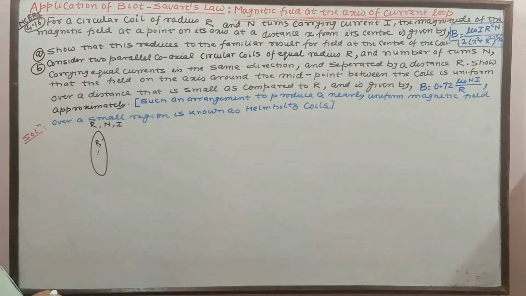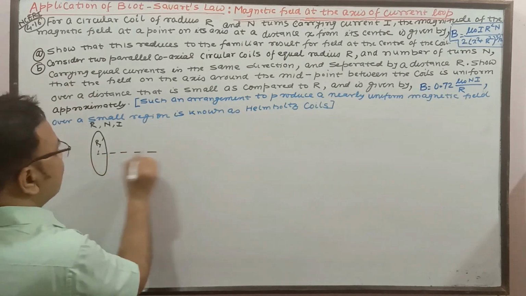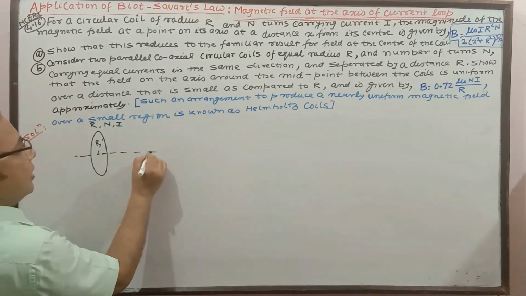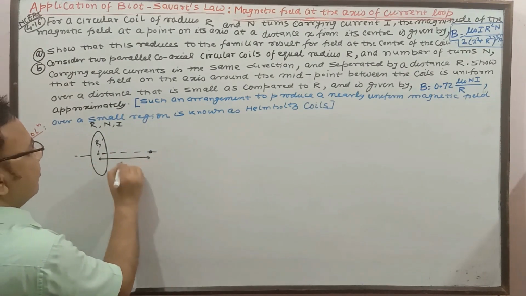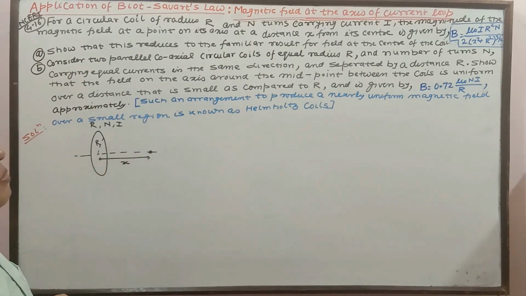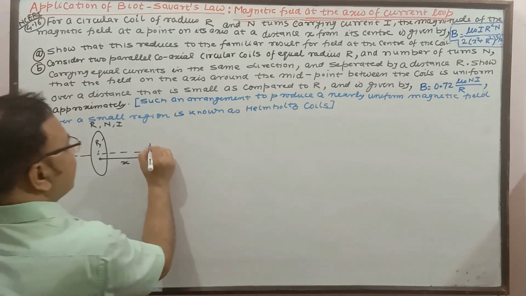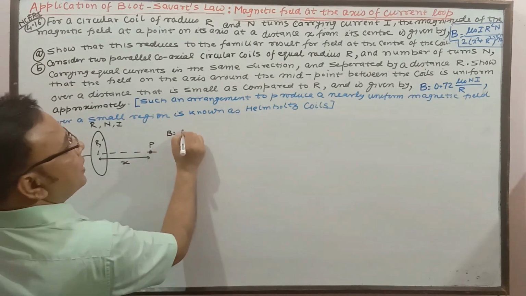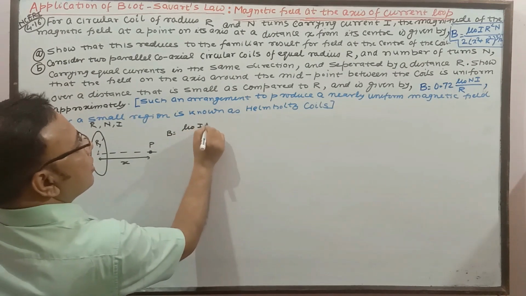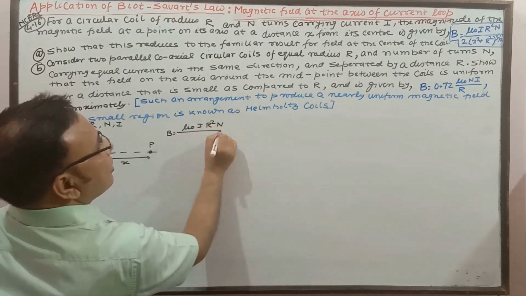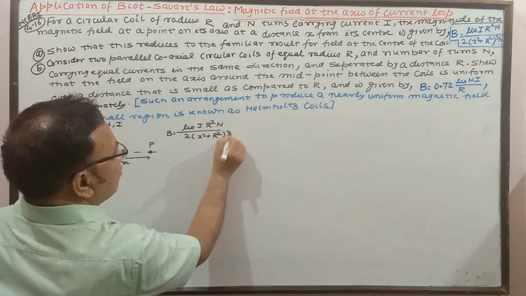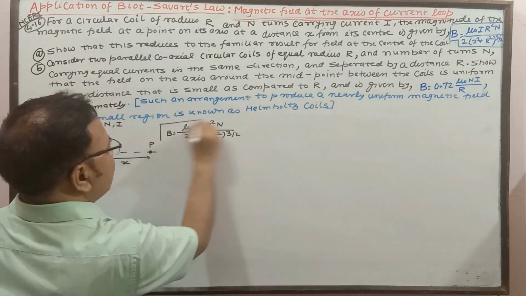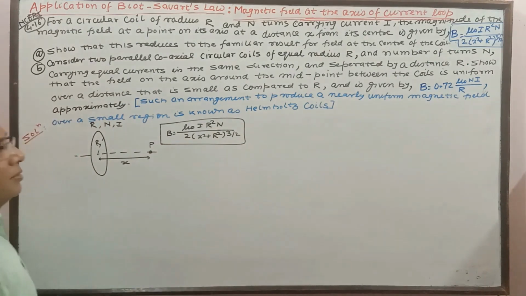The magnitude of the magnetic field at a point on its axis. On its axis we have done the derivation. Say here, at a distance x, this distance is given. In the same format it is given in the question, from its center. It is given by, as we had already derived, B at point P is mu naught I R square n divided by 2 into (x square plus R square) whole to the power 3 by 2. The same derivation we had done in the theory section.